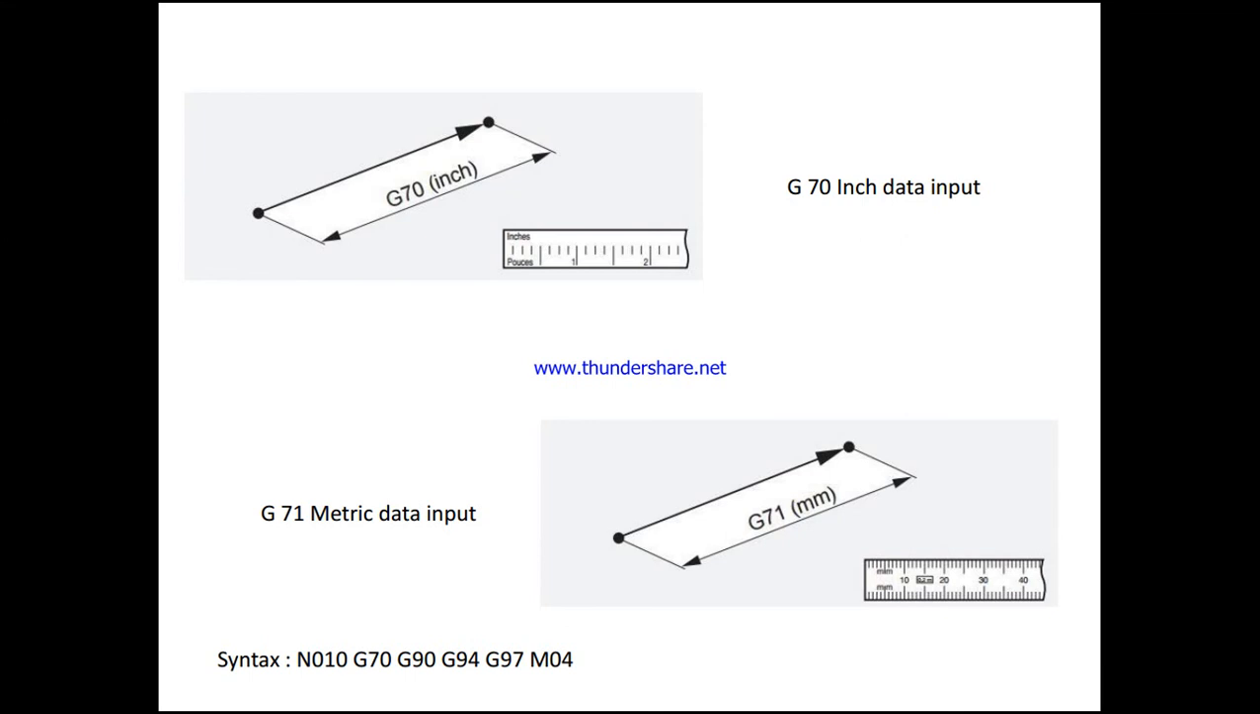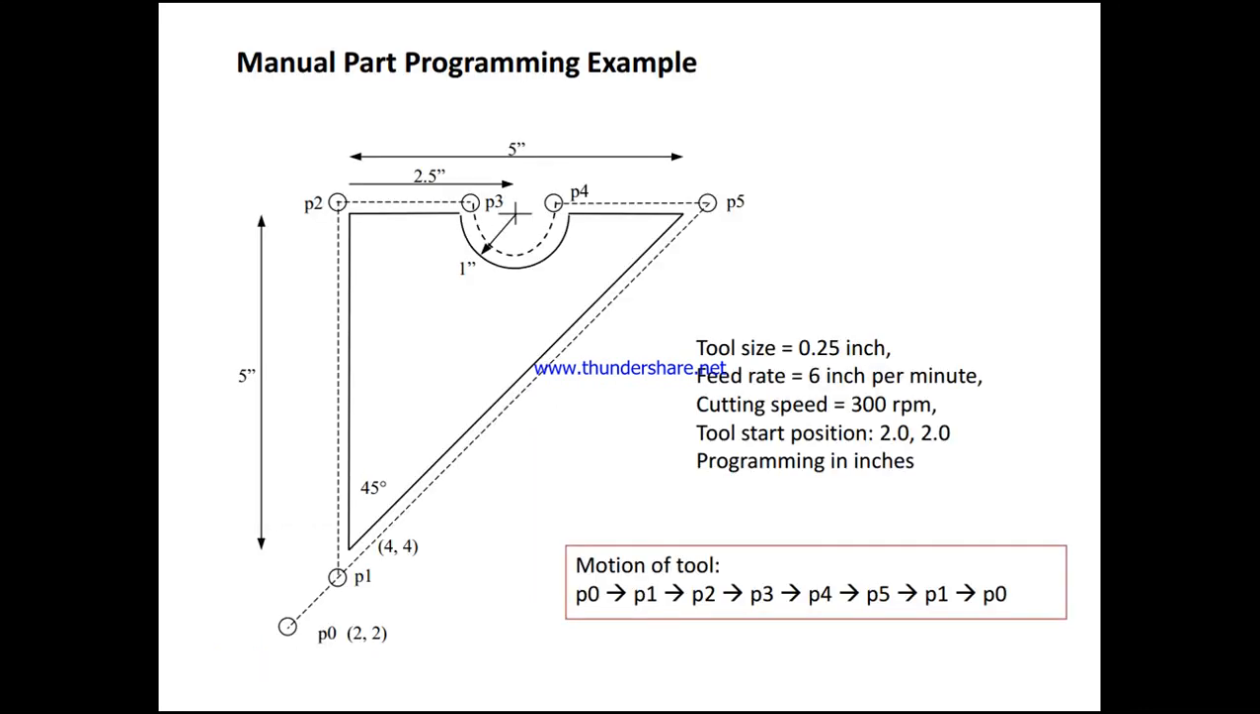G70 is inch data input and G71 is metric data input. When we give a program in inches, we use G70, and when we give it in metric data, we use G71.